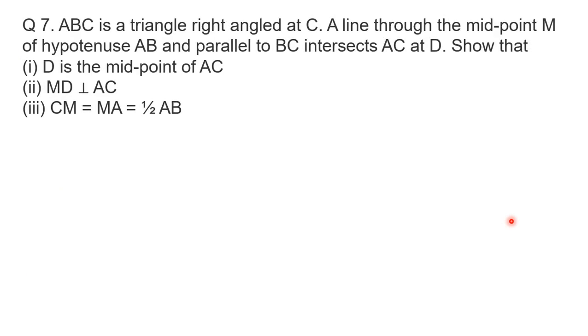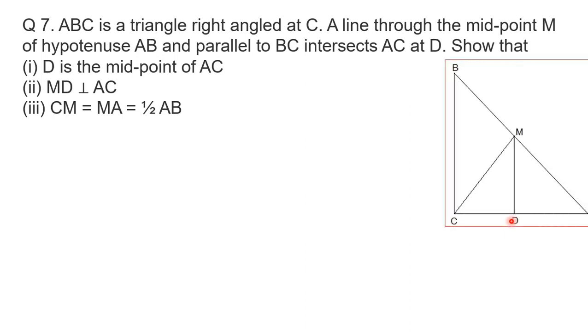Now let's talk about one more important problem of the exercise, question number 7. ABC is a right triangle, right angled at C. A line through the midpoint M of the hypotenuse AB and parallel to BC intersects AC at point D. Show that D is the midpoint of the side AC, MD is perpendicular to AC, and CM is equal to AM is equal to half of AB.